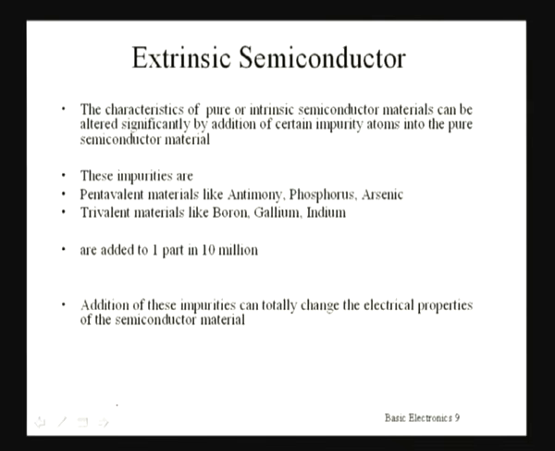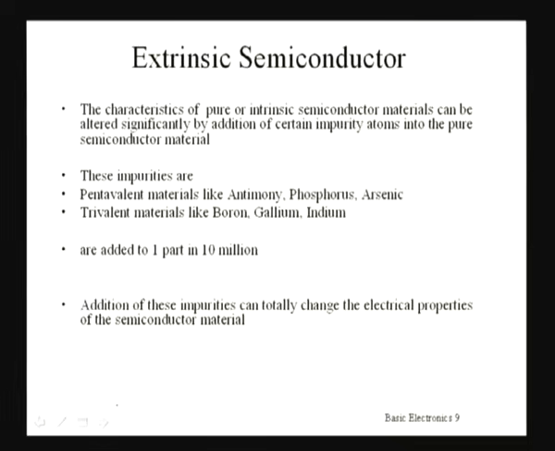But there is another type of semiconductor, which is called extrinsic semiconductor. This extrinsic semiconductor has the characteristic such that its properties can be significantly altered by the addition of certain impurity atoms into the pure semiconductor material. But what type of impurities will be added to the purest semiconductor to make an extrinsic semiconductor is defined.